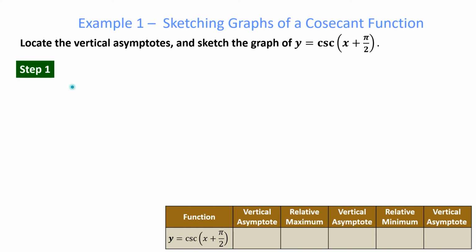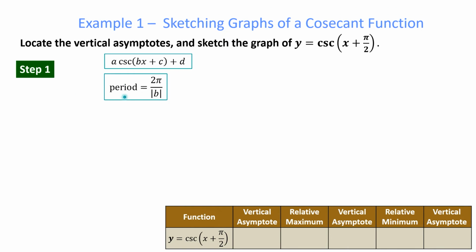So step 1, let's recall the general form and the formula to work out the period over here. We'll work out the period first. Before we do that, let's highlight some key bits of information within the original function, x plus pi over 2. If we make a comparison of this to what we have over here, we can see that the value of b is equal to 1 and the value of c is equal to pi over 2. From this, we can work out the period of this function by replacing b with 1. So we get 2 pi over the absolute value of 1, which simplifies to 2 pi, and this is the period for this function here.